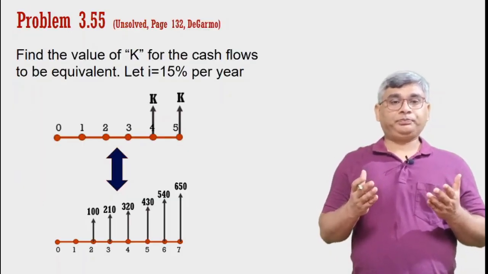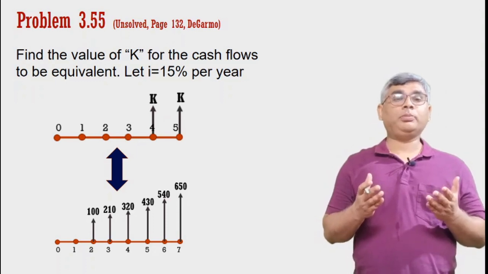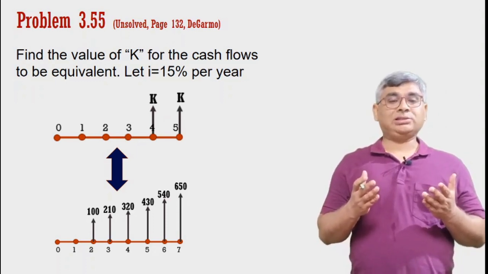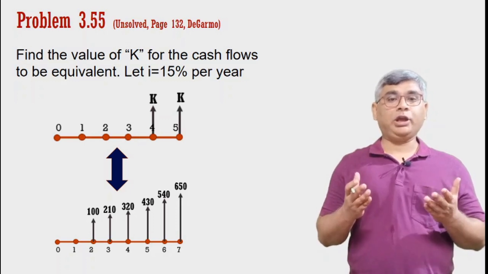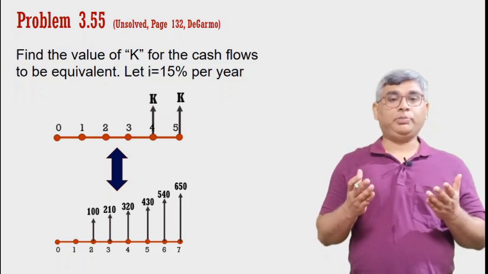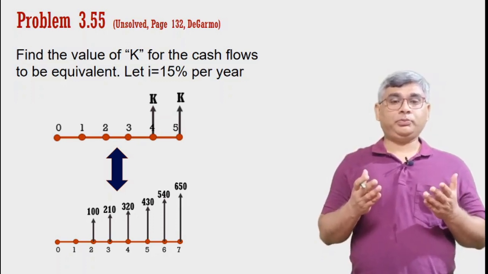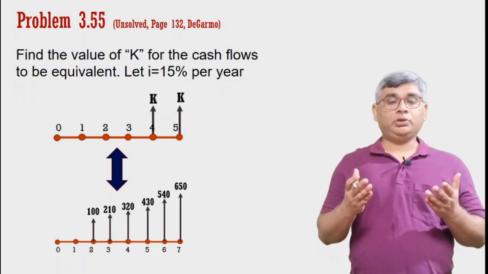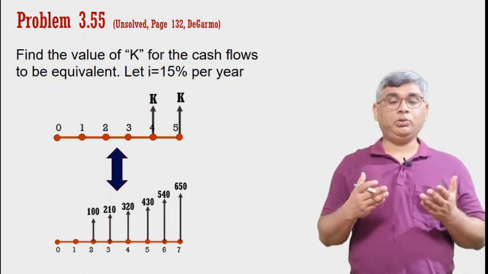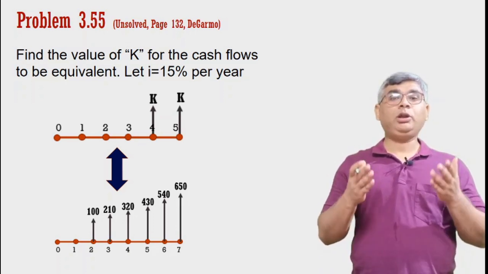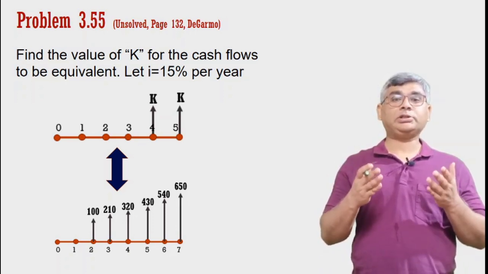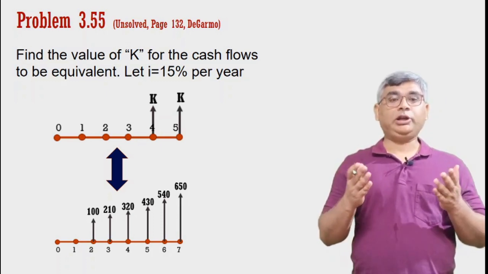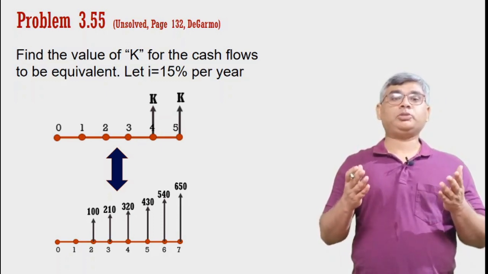So let us see a problem. This is a problem based on cash flow, from the book of DeGarmo, problem 3.55 on page 132, of course unsolved. In this problem, two cash flows are given and we have to find out the value of K so that the above and the below cash flows are equivalent, or basically representing the same monetary value. So let us see how to solve this problem.